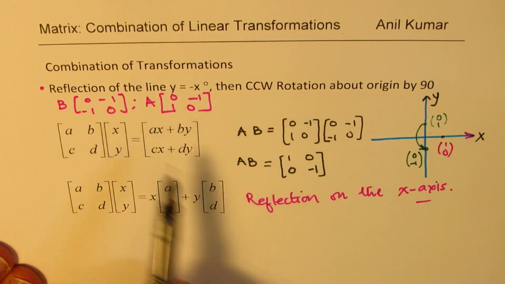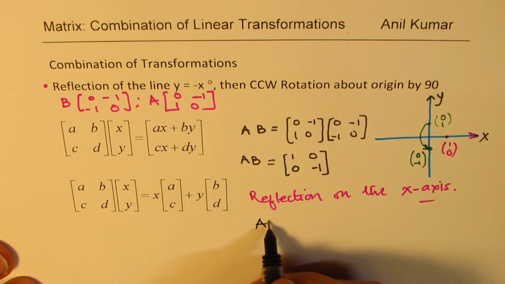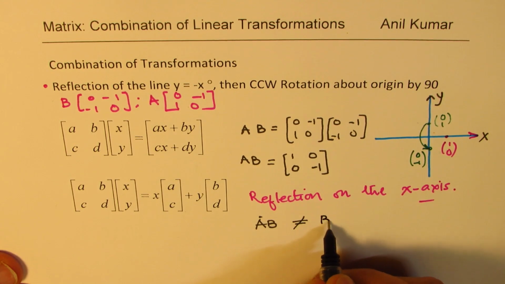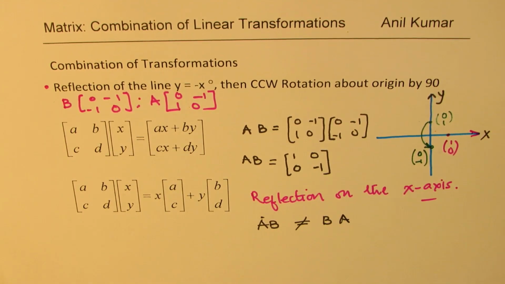So if you interchange the operation, you get totally different result. So I hope that makes sense. So we also saw here that the transformation A over B is not really equal to the transformation B following A, right? So when you interchange it, you may get a very different result. So I hope that helps you to understand the whole topic.